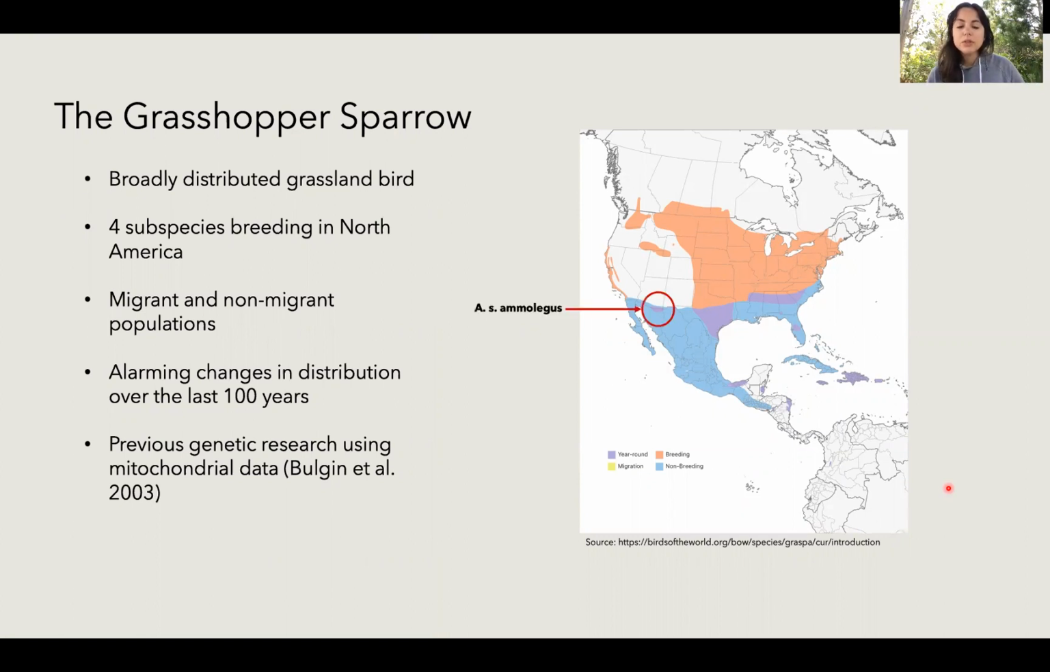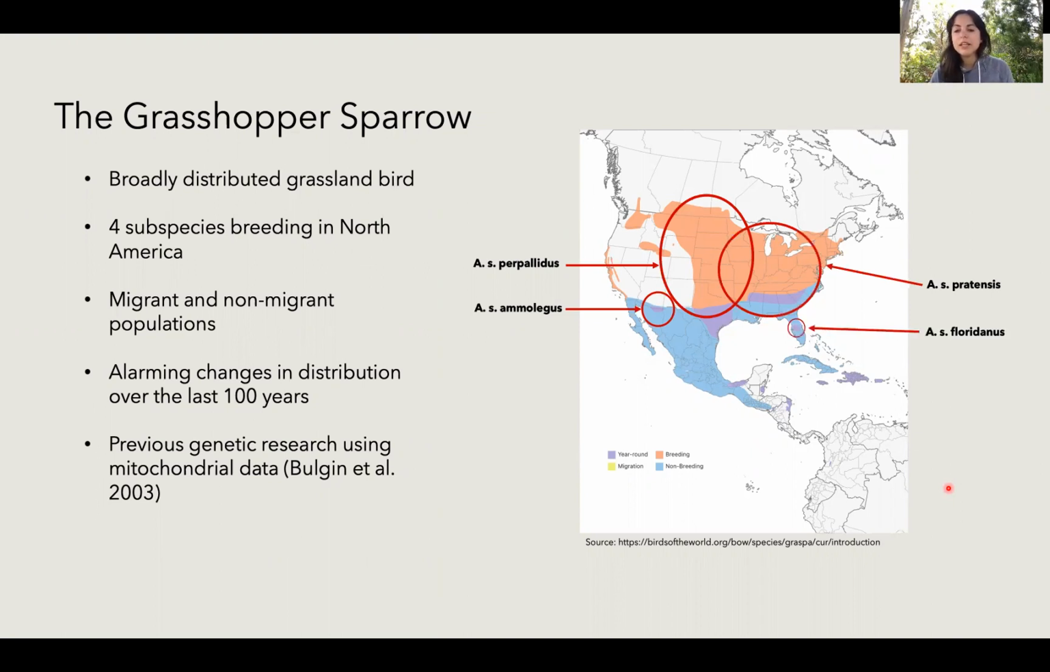Starting with the Arizona grasshopper sparrow, which is a partial migrant. Next is the highly migratory western grasshopper sparrow. Then another highly migratory subspecies, the eastern grasshopper sparrow. And finally, our very own Florida grasshopper sparrow, which is completely non-migratory.